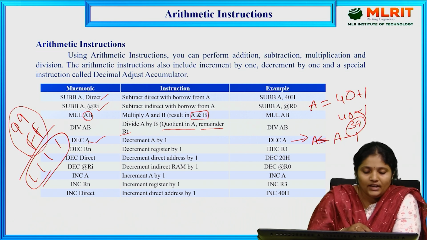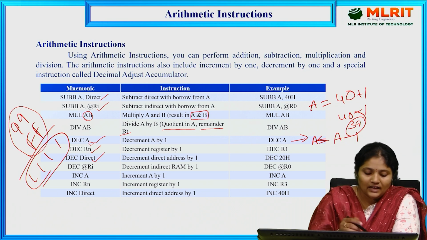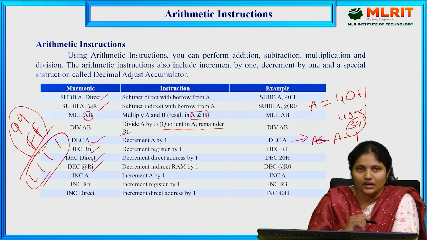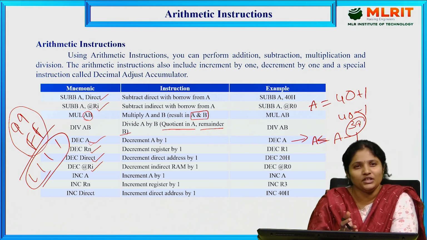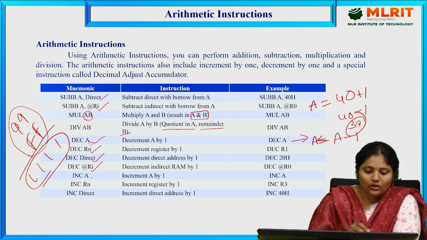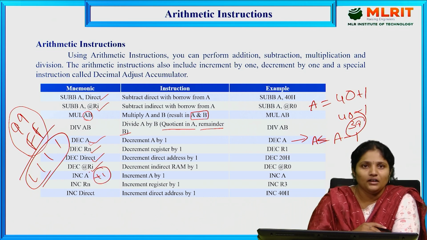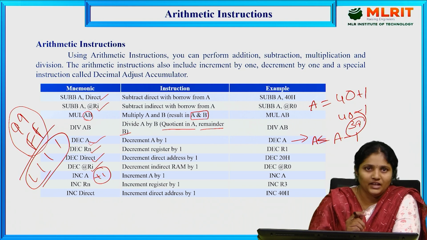Not only the accumulator, you can decrement the data present in a register, and by specifically mentioning the address, you can indirectly specify the address to decrement also. The same, in the opposite way, happens for the increment operation. Plus 1 is done by using the increment operation. Only one is added. So increment accumulator, increment register, increment direct, increment indirect data also.